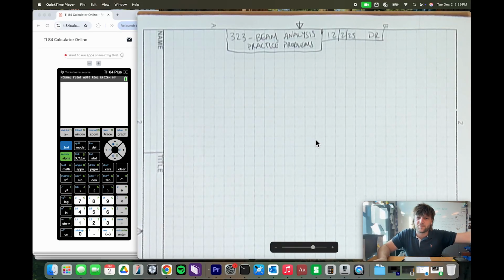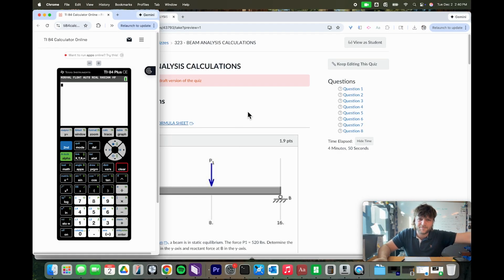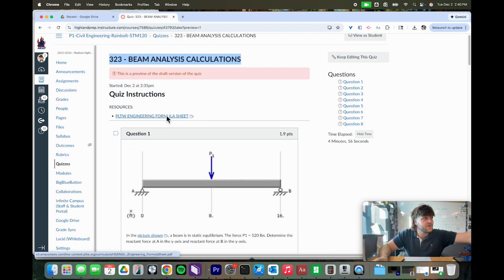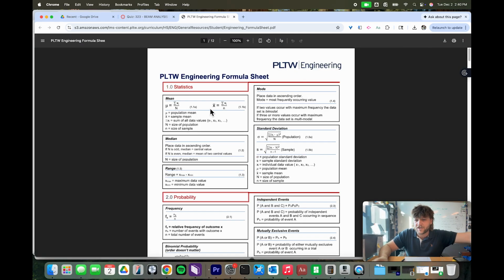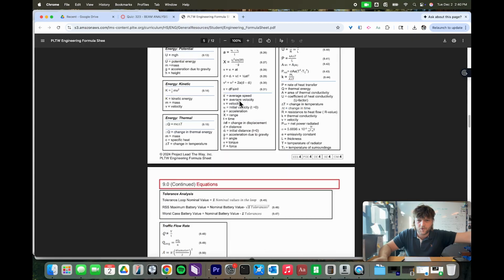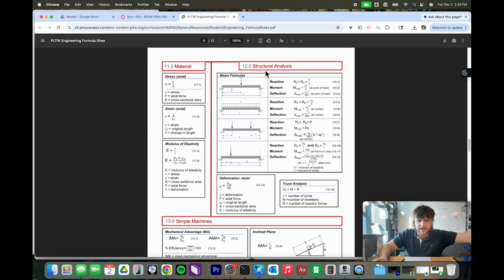We'll be going through some practice problems for 323's beam analysis. These are the beam analysis calculations assignment. What we want to do first is bring up the engineering formula sheet. The section we want to go to, as we scroll down, is structural analysis, which is section 12.